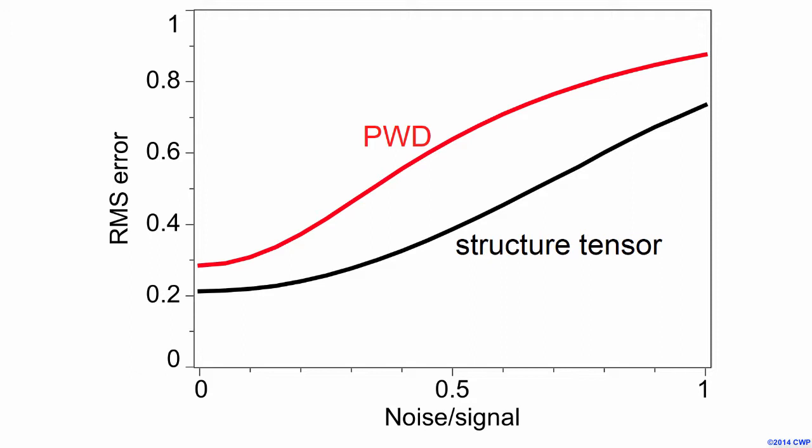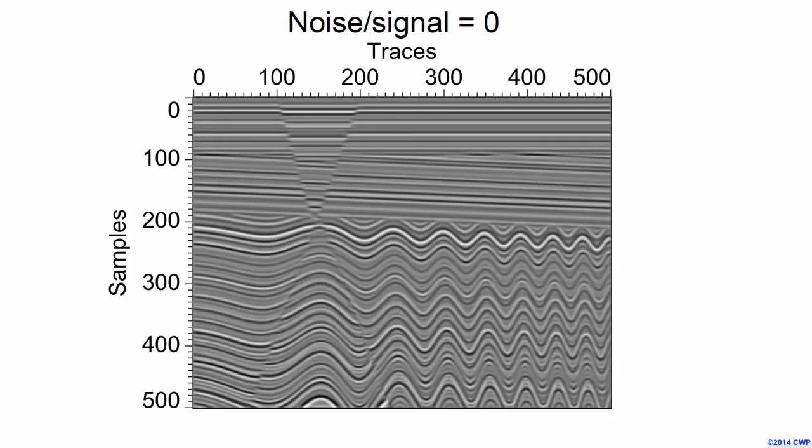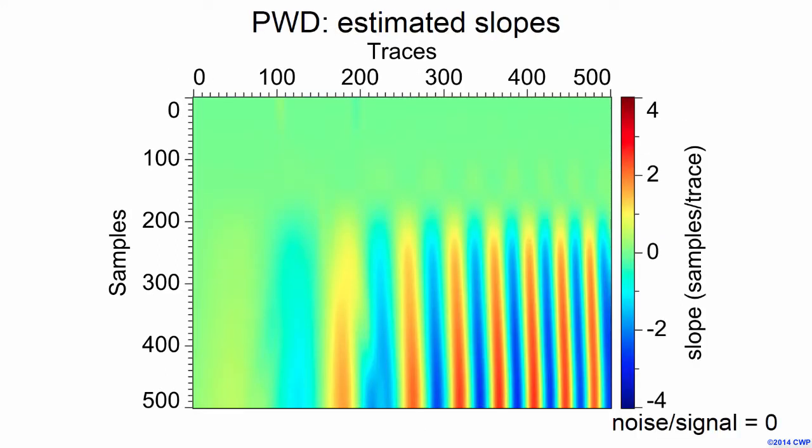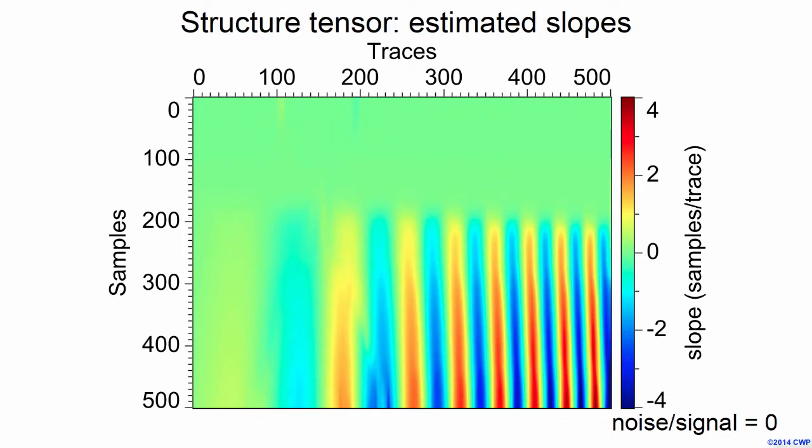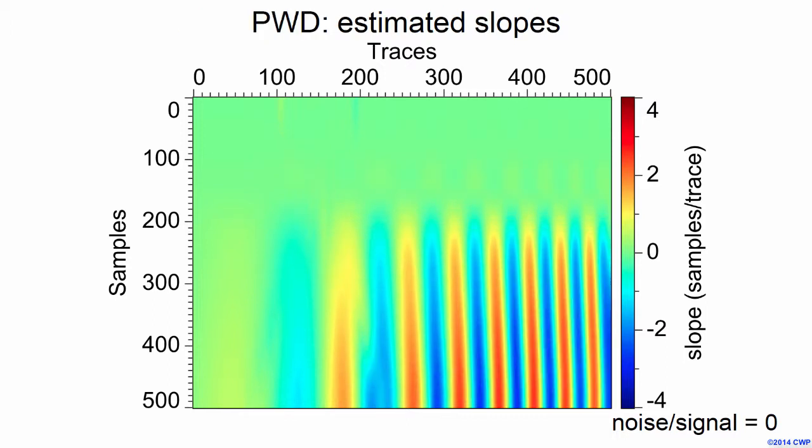To better understand why that is, perhaps we should take a look at what the estimated slope images are for both methods. Starting with a noise to signal ratio equal to 0, we get the following estimated slope images: for the plane wave destruction filter here, and for the structure tensor method here. Something I'd like to point out quickly, flipping back and forth between the two, is that the structure tensor method estimates higher slope values, which are closer to the correct values than does the plane wave destruction filter.